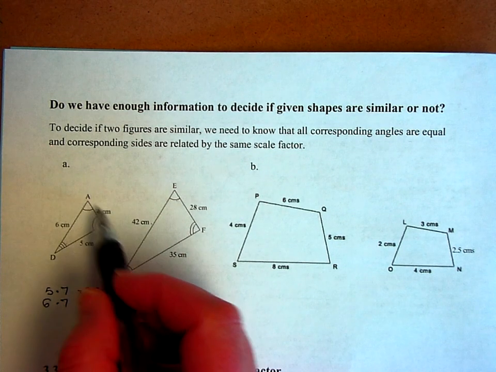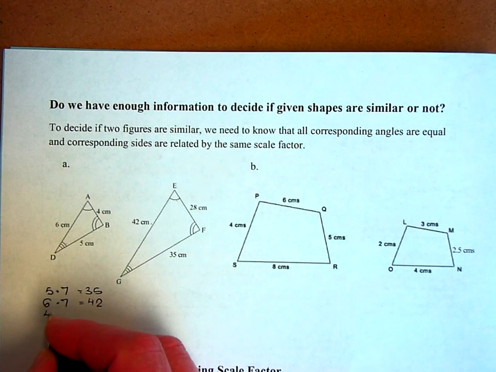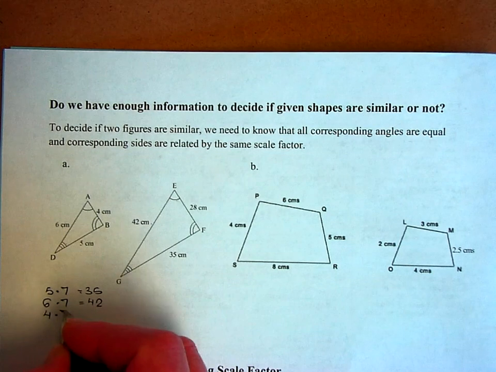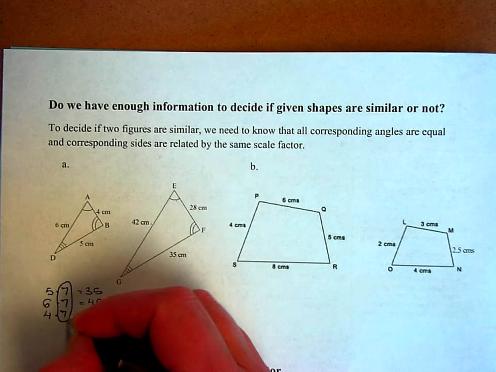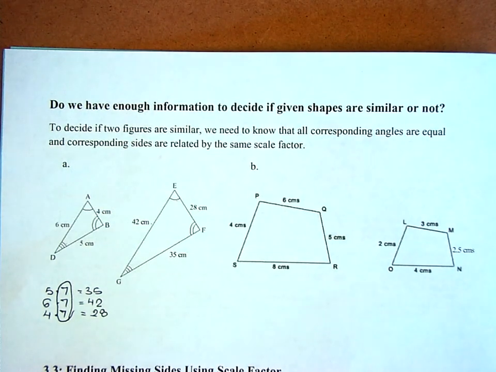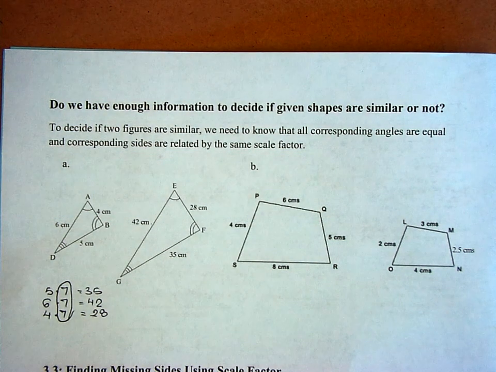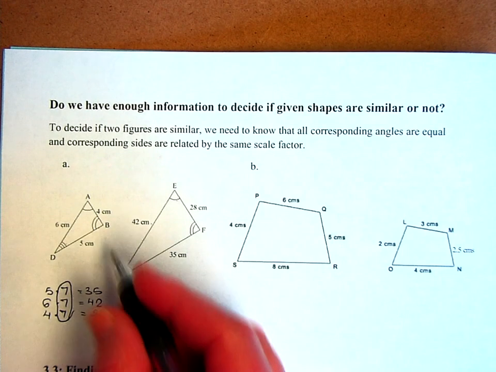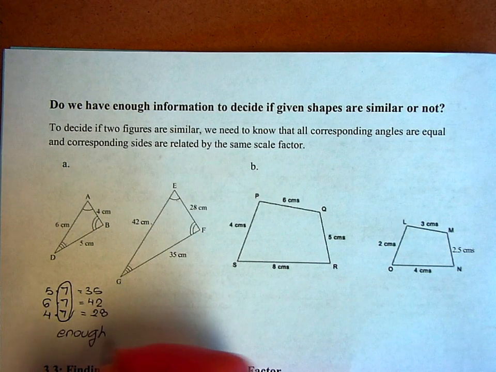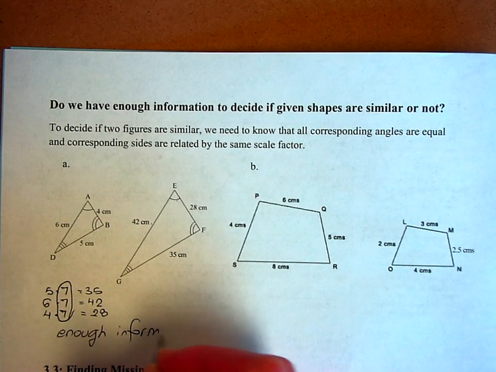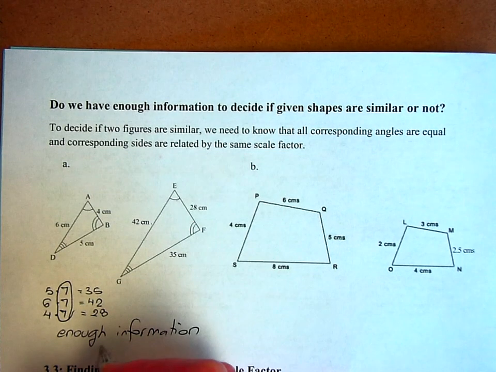And then this side here corresponds to that. 4 times what number gives me 28? 7. So that's 28. And I notice all sides of the smaller shape are being multiplied by 7 to get the side lengths of the larger shape. So all corresponding sides are related by the same scale factor. So for these two shapes, we have enough information. They are similar.